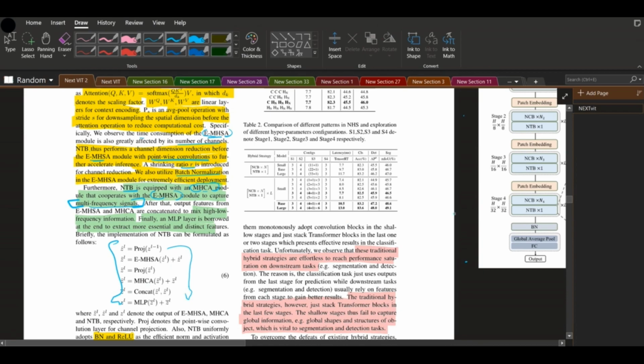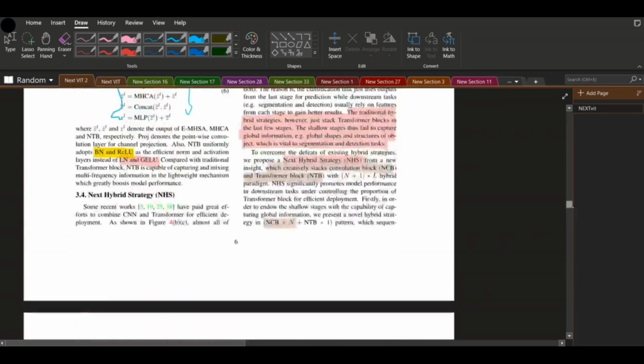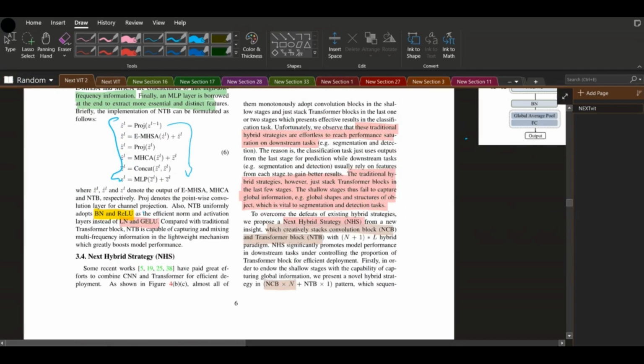Okay, so I'm just going to scroll down. They state that, like I mentioned, they leveraged batch norm and ReLU, so they didn't use the layer norm and GELU due to performance reasons. Anyway, let's look into the next hybrid strategy.